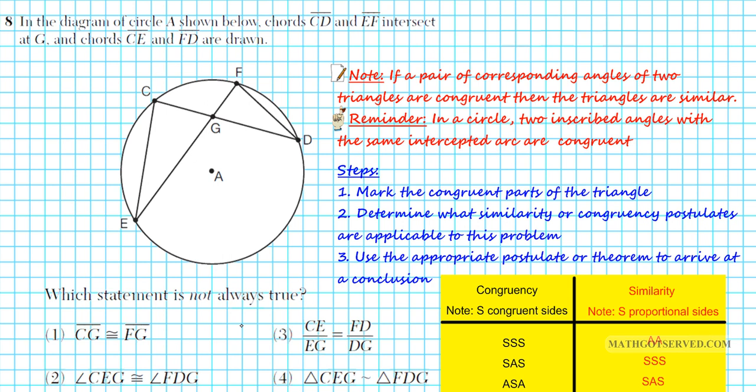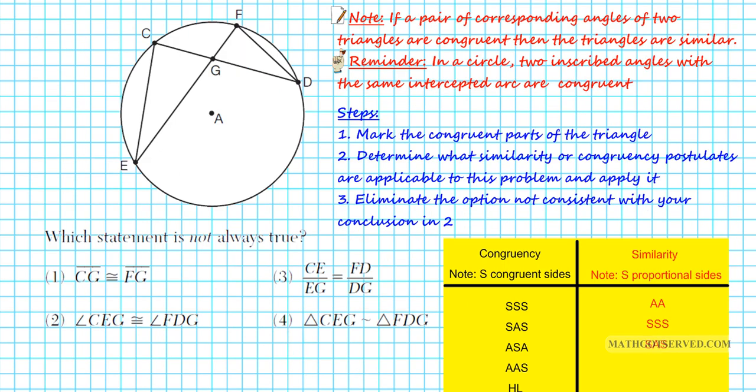All right. One thing you want to note in problems like this is if you have a pair of corresponding angles, we call that AA. If a pair of corresponding angles of 2 triangles are congruent, then the triangles are similar. That's one of the similarity postulates. Now, a quick reminder concerning circles, inscribed angles, and intercepted arcs: in a circle, 2 inscribed angles with the same intercepted arc are congruent.